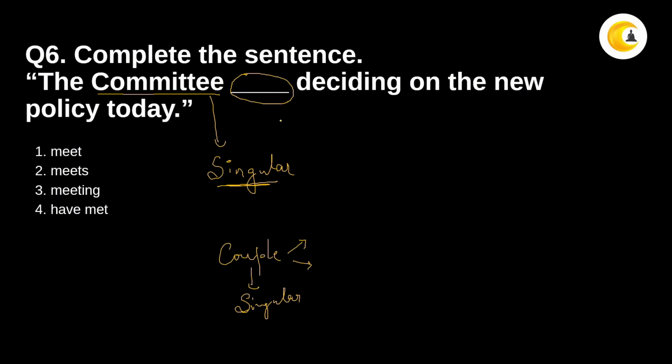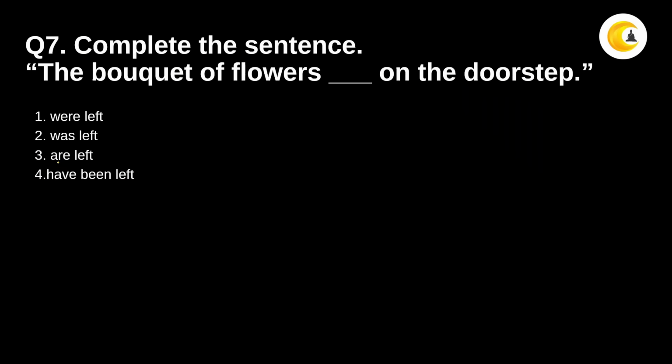Okay, so the committee is yet to decide. Why? Because it is going to be deciding. It is going to decide. It's not even decided, it's going to be deciding. Whenever it is in the future along with the singular thing, you always use the plural form of verb. So it won't be meet, it won't be meeting, because meeting and deciding can't come together. Have met is in the past, so you use meets. The committee meets, deciding on new policies today. All right, moving on to the next one.